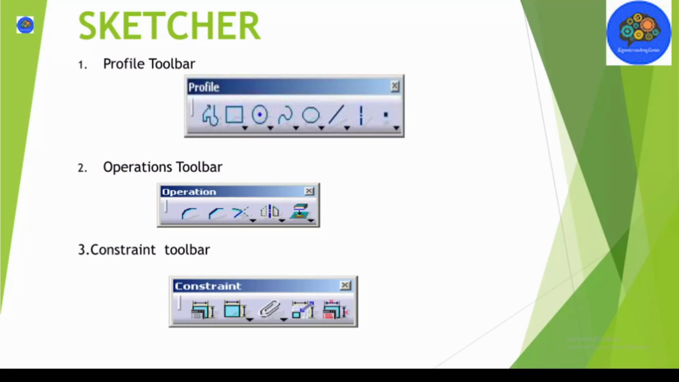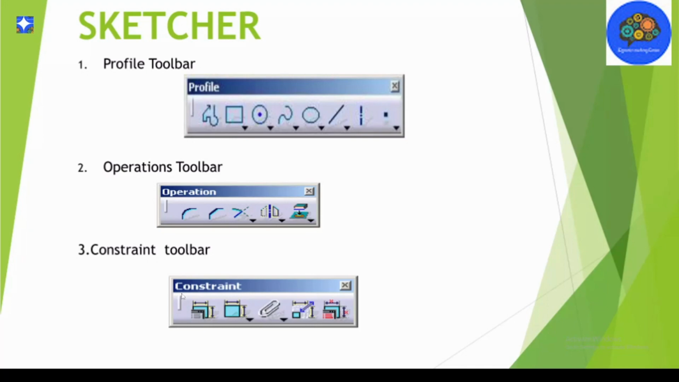The operations toolbar can be used for a number of operations. Okay, that is the fillet, chamfer, and then trim option. There is a symmetry option, mirror option, and translation and rotation options are also there. And then this is the project option. Okay, these options can be explained in detail when we enter into the software.